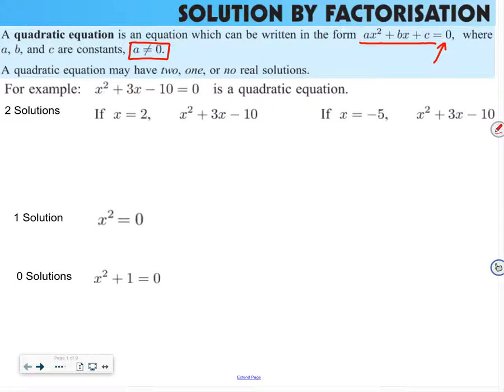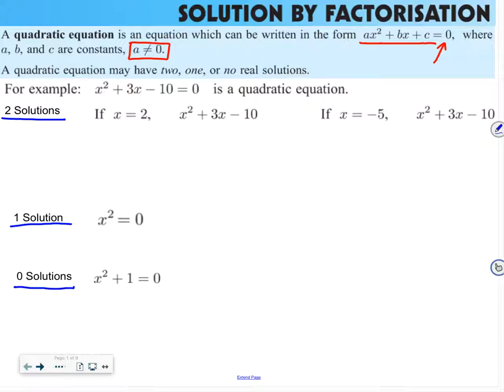Quadratics can have different types of solutions. What I mean is we can have solutions where there are two possible answers. We can have one possible answer or one solution, or sometimes quadratics can have no solutions.